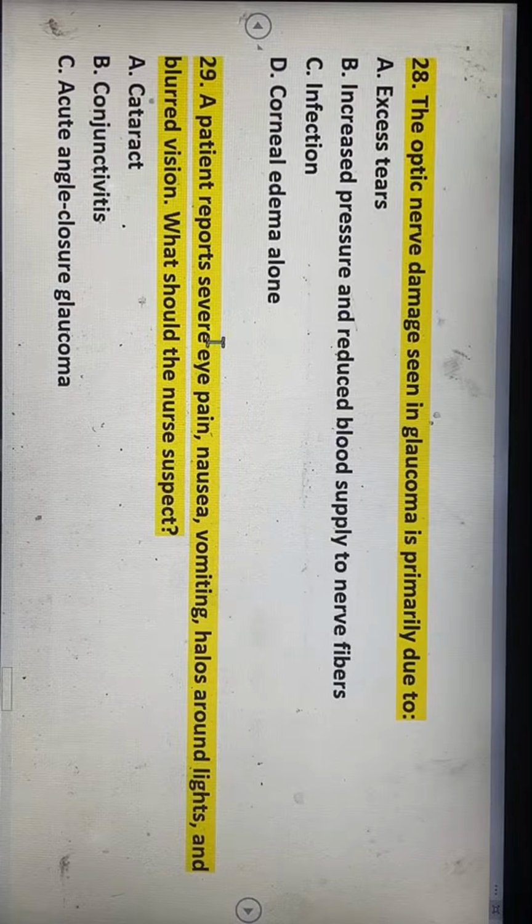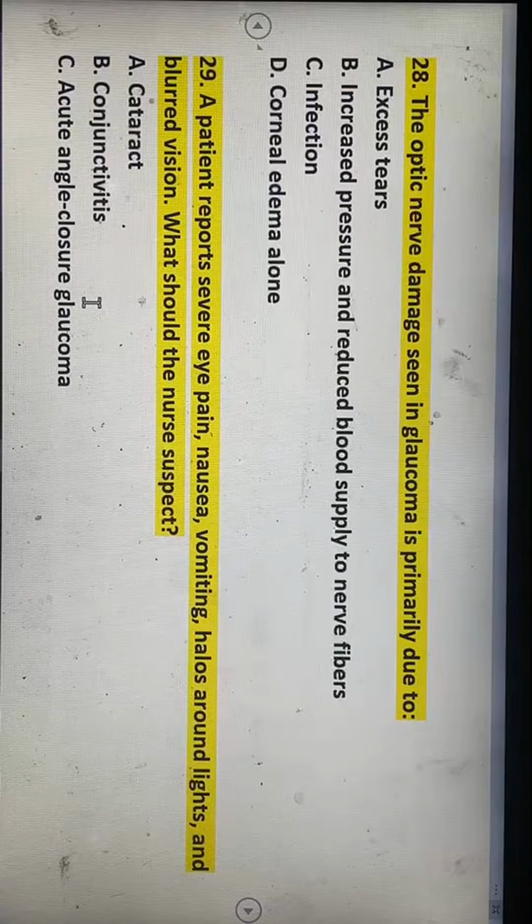Now we have number one, severe eye pain. We have blurred vision. In cataract, there can be blurred vision. That's why we are trying to separate these two. But we have halos around light. So definitely the right answer will not be cataract. The right answer is what? Glaucoma.